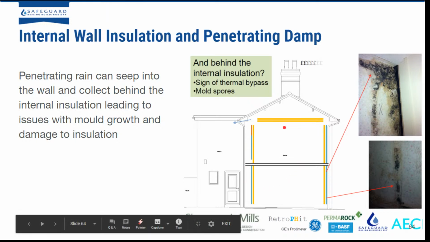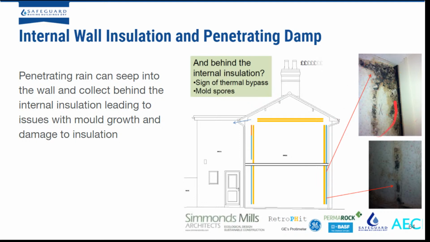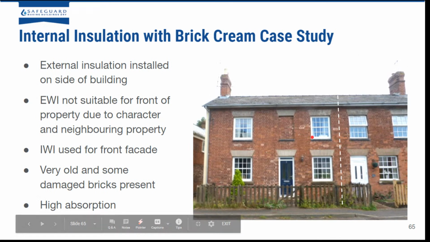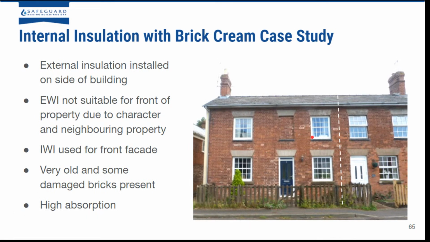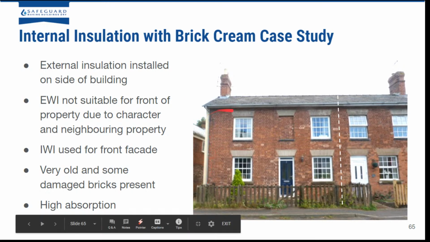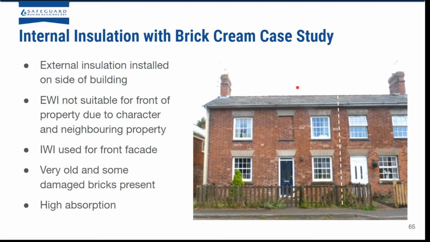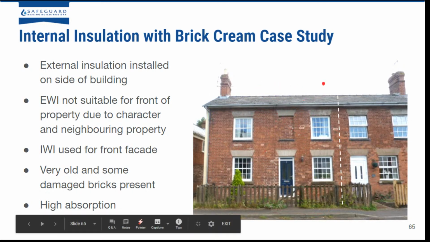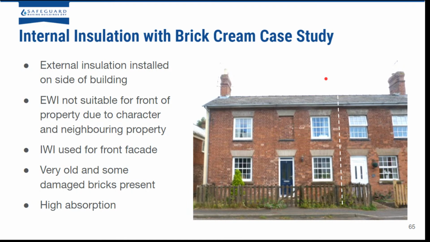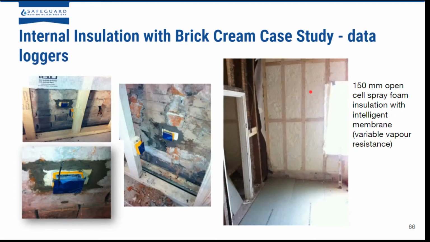So this was a property that had IWI installed badly. After a few years, it was taken down and loads of mold was growing behind the insulation. What we did was a case study actually on this property with IWI and using brick cream, or storm dry cream, as a way of making this a more robust situation. So external wall insulation was installed on the side of the building, but EWI wasn't suitable for the front face. As you can see, it's quite a characteristic facade, it needed to be maintained. So IWI was installed. There were very old and damaged bricks present, which have very high absorption.